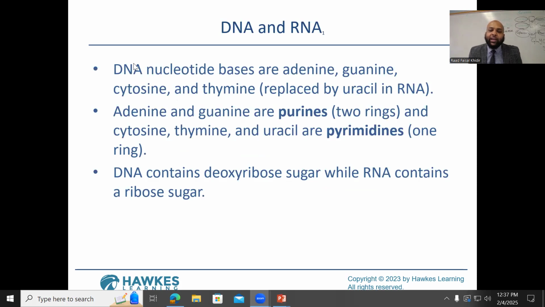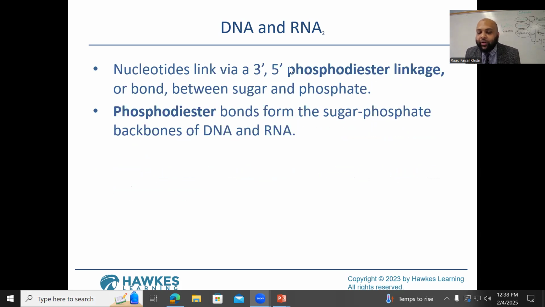DNA and RNAs. The DNA nucleotide bases are adenine, guanine, cytosine, and thymine. They are replaced by uracil in the RNA. Adenine and guanine are purines. They have two rings, and cytosine, thymine, and uracil are pyrimidines. So the DNA contains deoxyribose sugar, while the RNA contains a ribose sugar. Nucleotides link via a 3 to 5 phosphodiester bond. So now you see the sugars are connected to each other by a glycosidic bond.